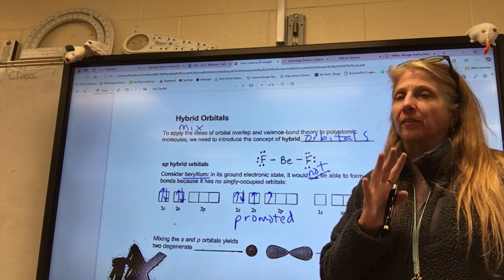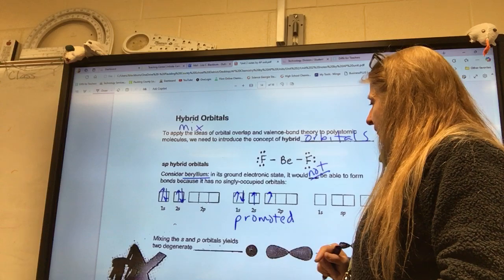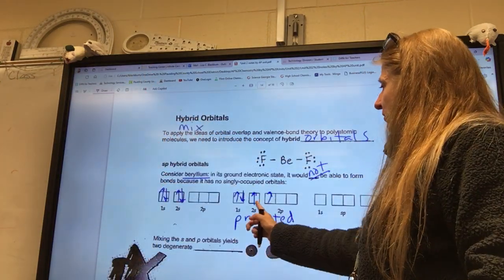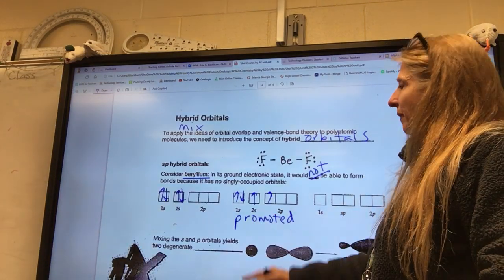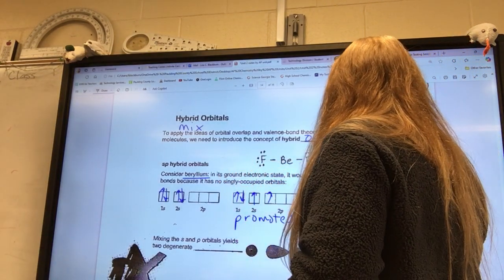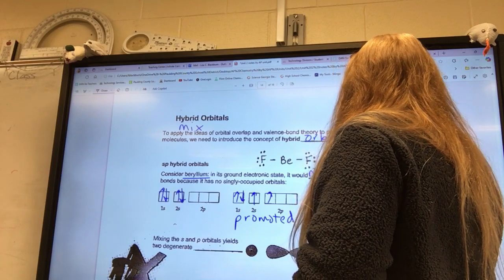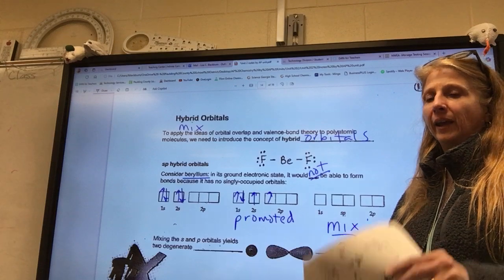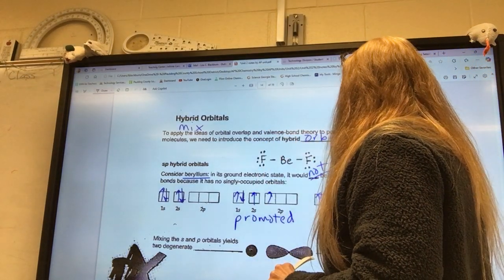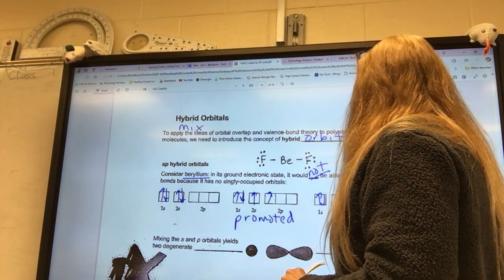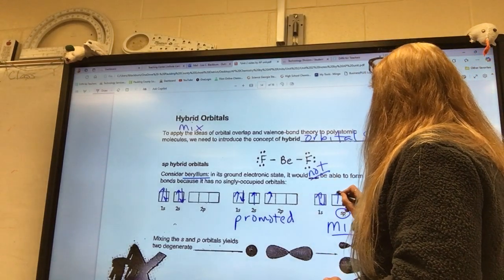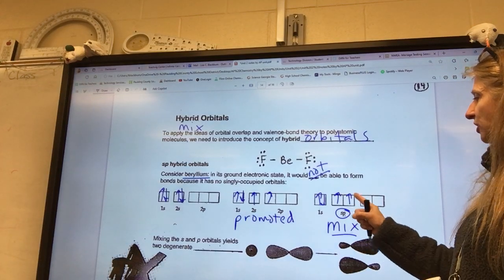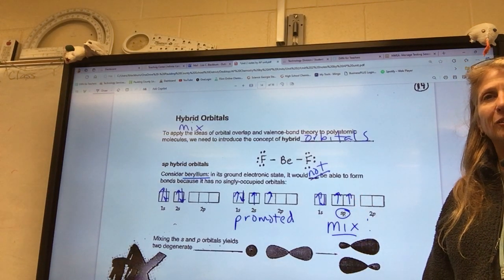But that's not where it ends. Not only does it want to make bonds, nature likes what? Balance. And these are not the same. And it wants them to be the same, so it decides to mix them. It's going to mix them and make a Frankenstein. Not S, not P, but something new. And it is called SP, and they're identical. It's not S, it's not P, it's SP, and we got 2 of them. And that's what it does.